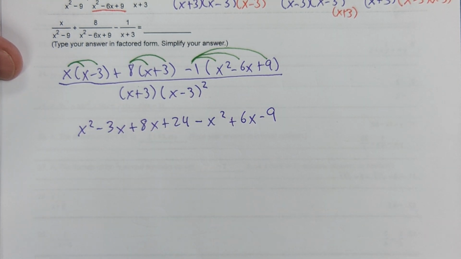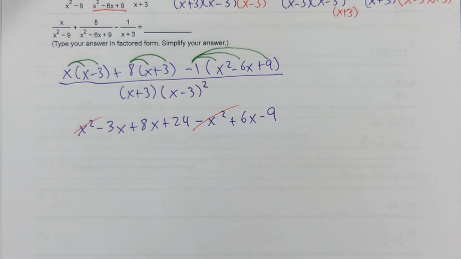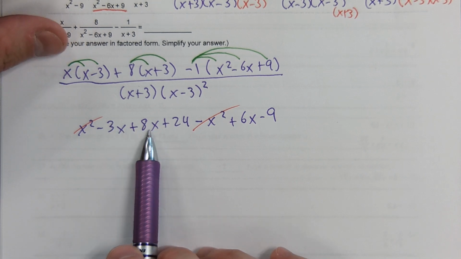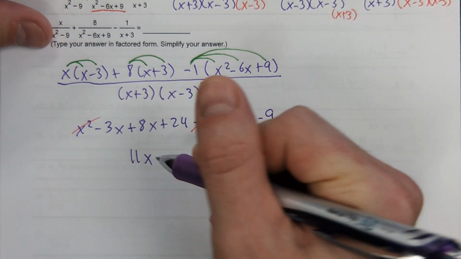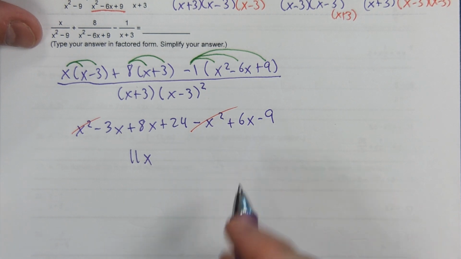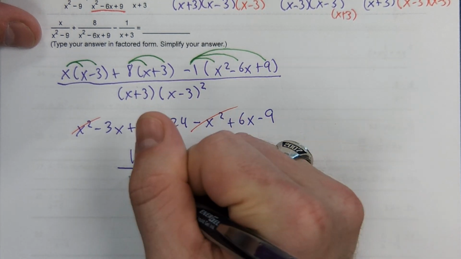Combining like terms. But hey, look. These x squareds cancel. That's good news. That's less to write. Negative 3x and 8x makes 5x, and 5x plus 6x is 11x. And 24 minus 9 is 15. And here is my least common denominator.